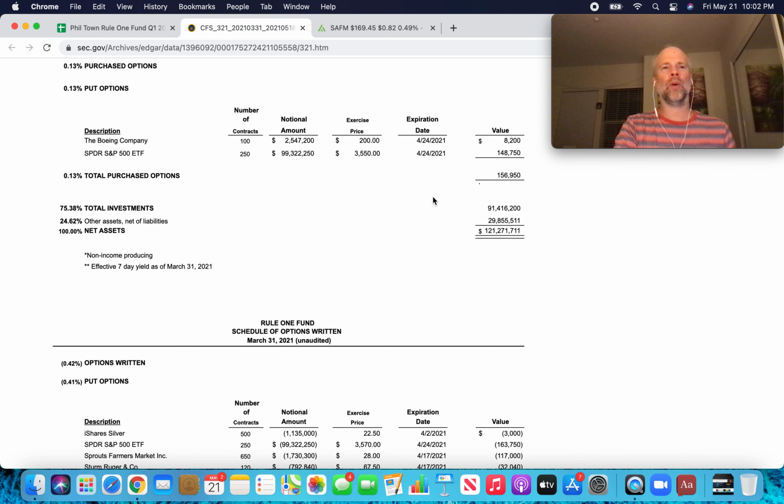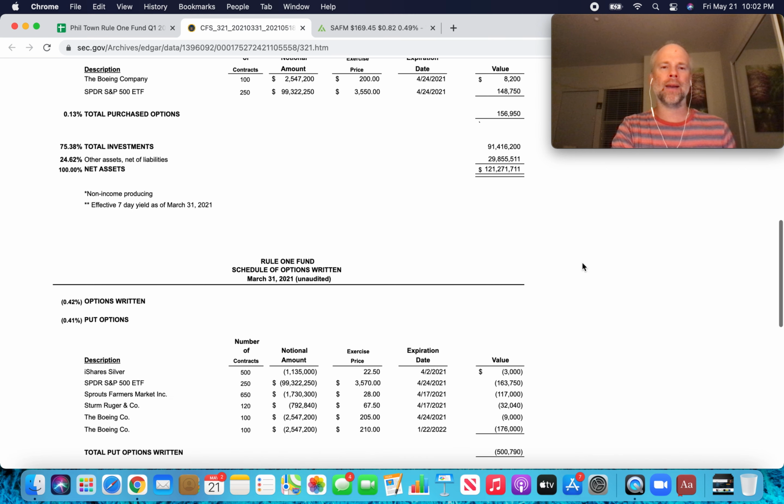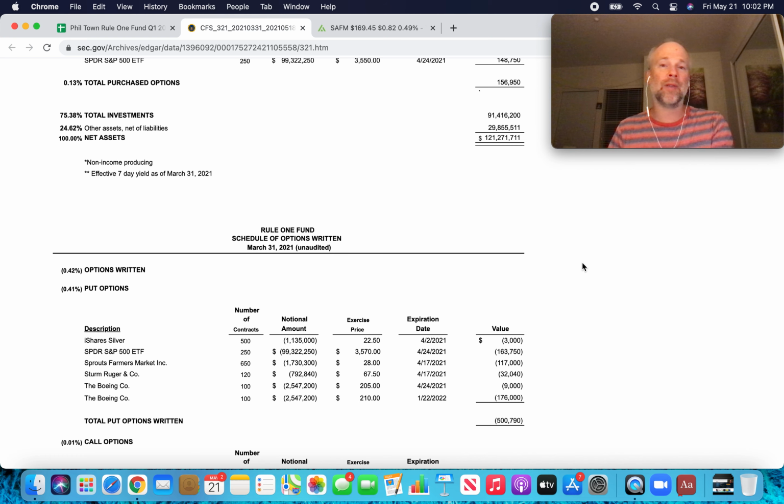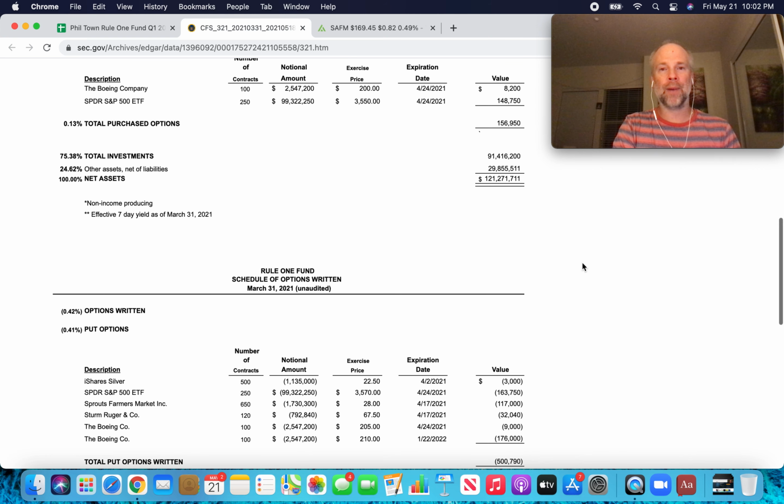But when you look at the put options he's buying, it also helps to look at the put options he's selling, because some of them match up. You see the Boeing exercise price of 200 that he bought. And then down here, the put options that he sold: a Boeing exercise price of 210 and another at 205. So I'm guessing that's a particular strategy that might not tell us straight up at what price Phil Town would like to own Boeing.